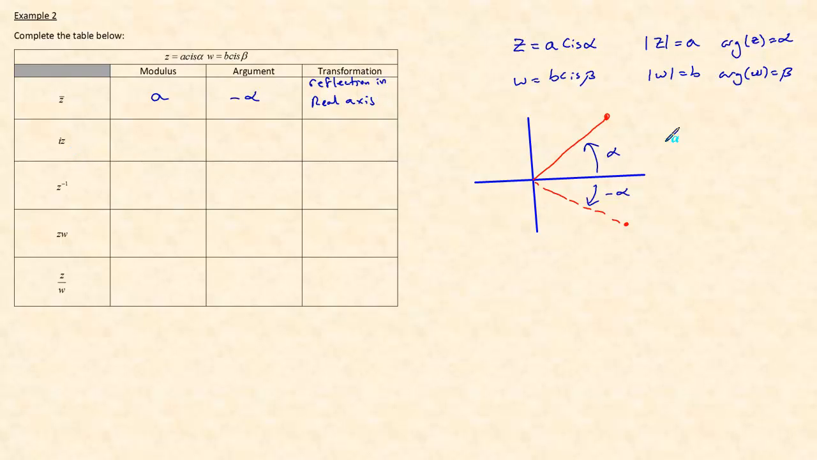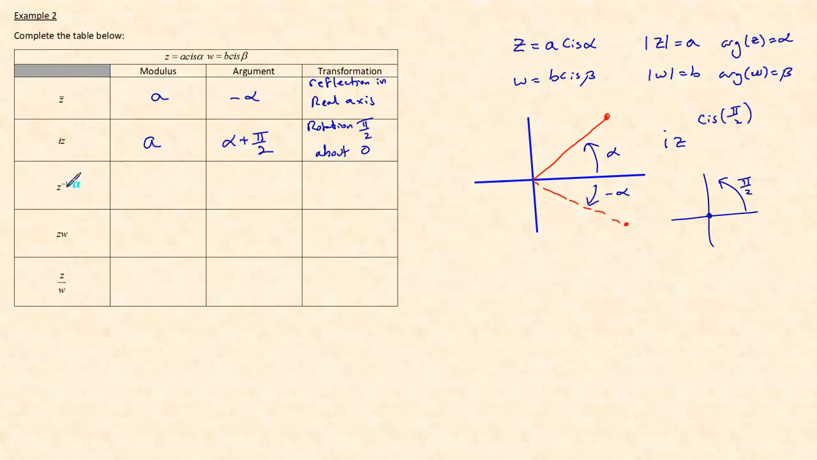Now for iZ. Now we've discussed this before. If we do iZ, then since i is cis pi by 2, that ends up being a rotation of pi by 2 radians about the origin. So that's not going to change the modulus at all. But the argument is going to be alpha add pi by 2, because we're rotating. And it's a rotation of pi by 2 about the origin.